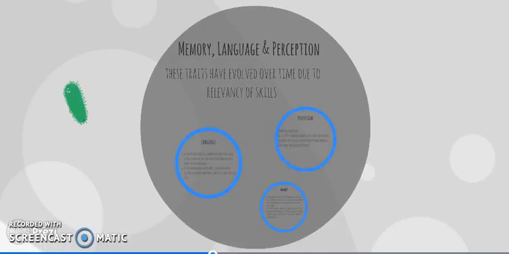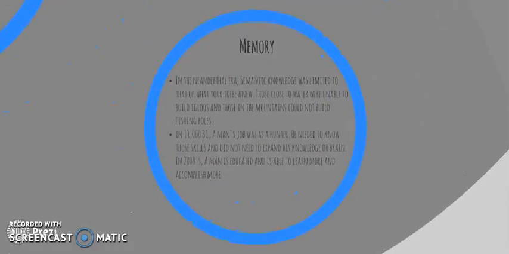Memory, language, and perception. These traits have evolved over time due to the relevancy of skills. Memory. In the Neanderthal era, semantic knowledge was limited to that of what your tribe knew. Those close to water were unable to build igloos, and those in the mountains could not build fishing poles. In 11,000 BC, a man's job was as a hunter. He needed to know those skills and did not need to expand his knowledge or brain. In the 2000s, a man is educated and is able to learn more and accomplish more.